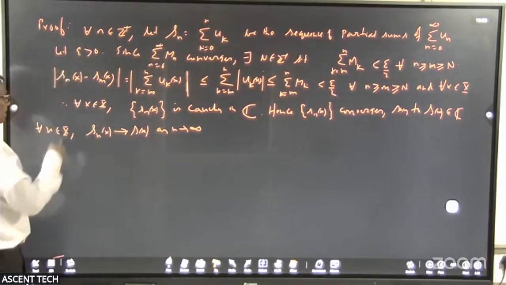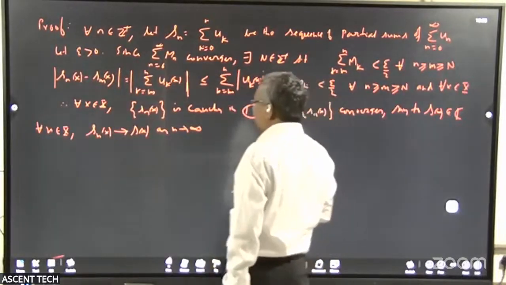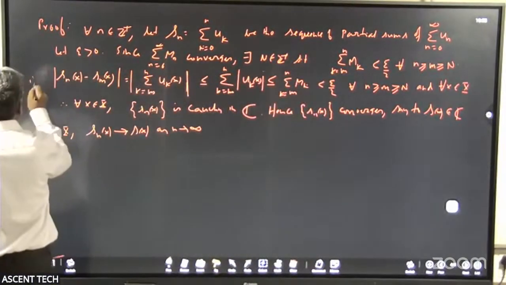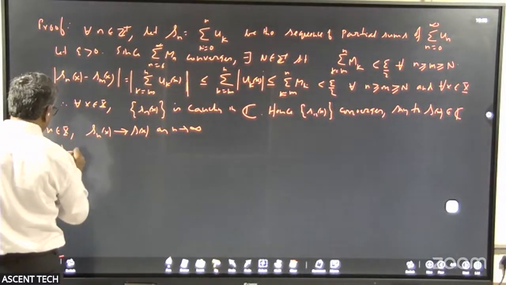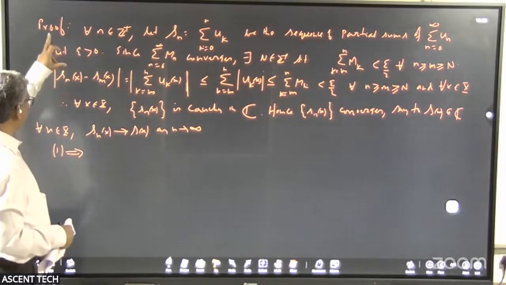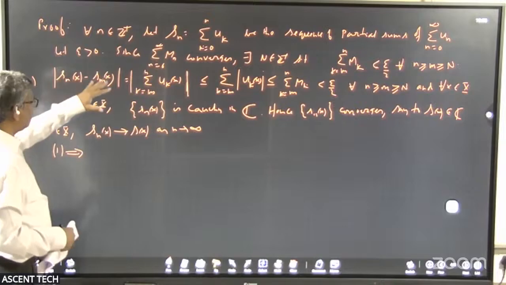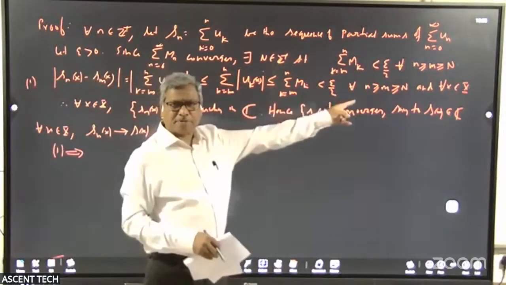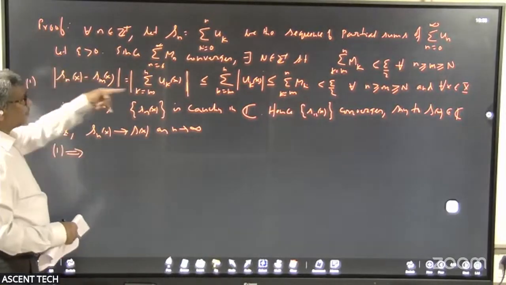Now we have to show the uniform convergence. I can call this step one. It implies, now if you let n tend to infinity, leaving m as it is, this modulus is always less than epsilon by 2. Therefore, as n tends to infinity, the limit is also less than or equal to epsilon by 2.